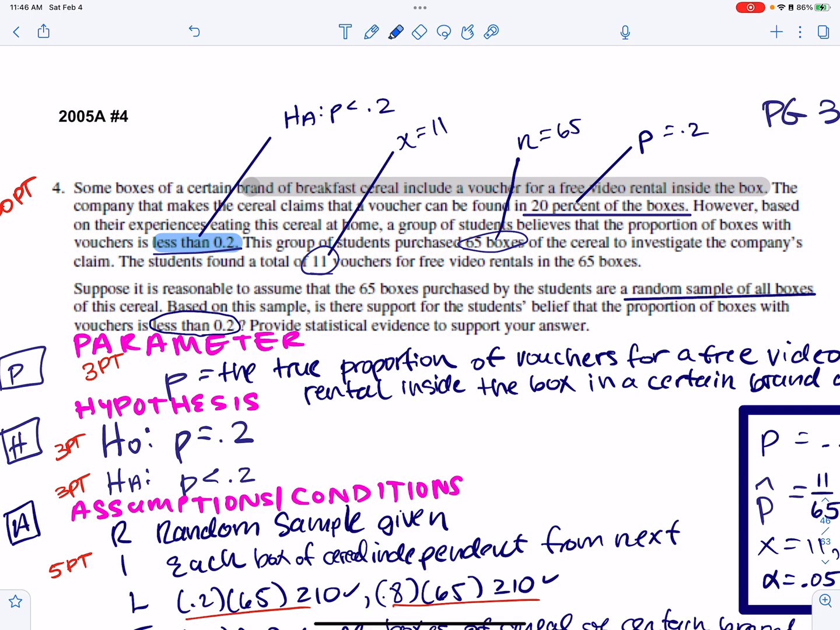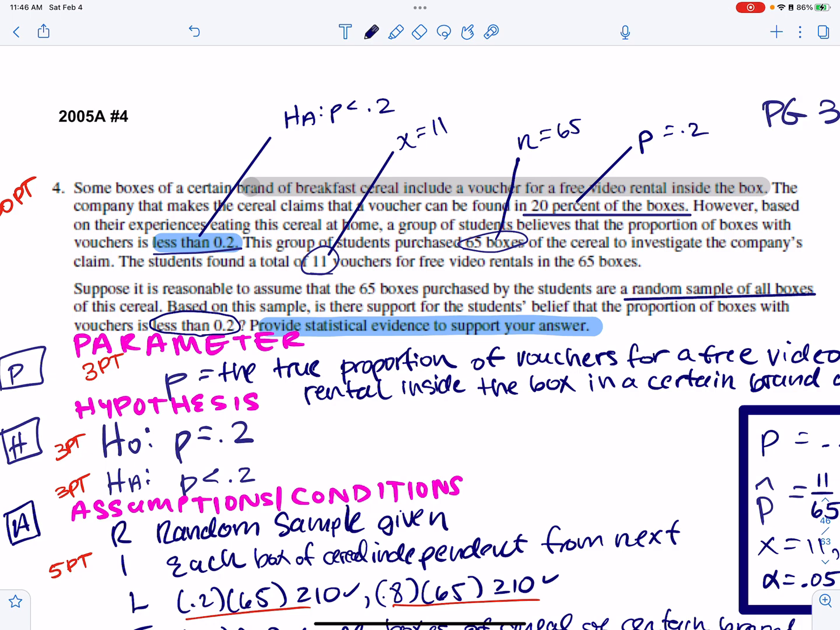When you see provide statistical evidence, that's telling you to do a hypothesis test. All right, so we're going to do a hypothesis test. And again, as I said, if you haven't done the hypothesis test yet, you should stop this video and try to do it yourself, and then start it again to be able to see what you can do.